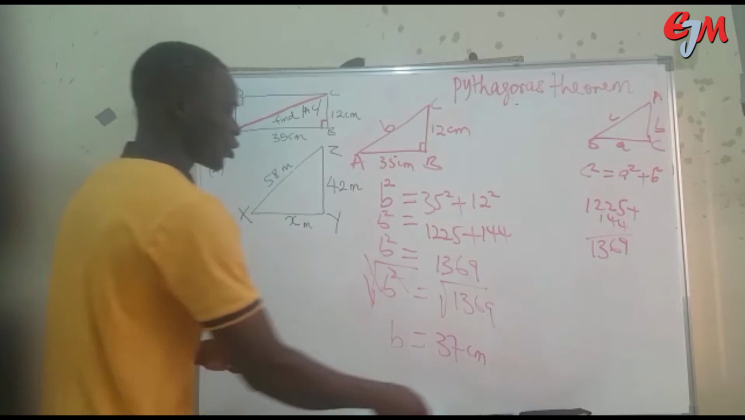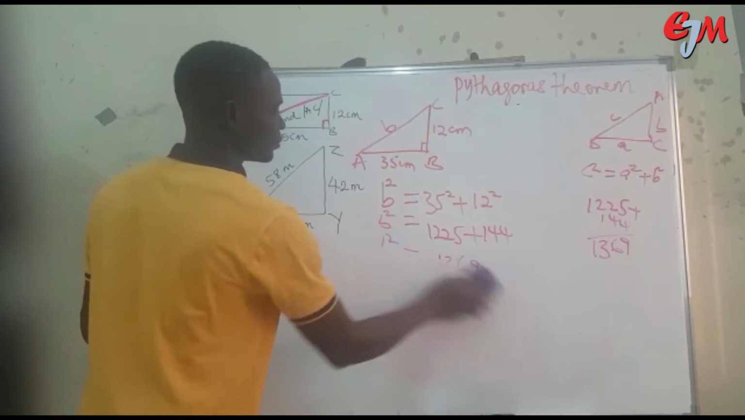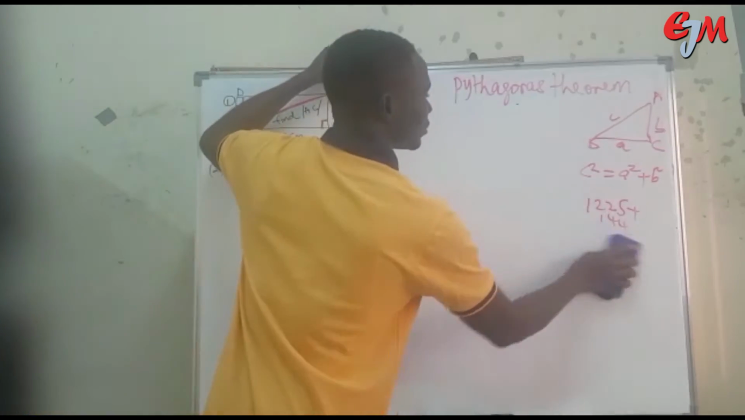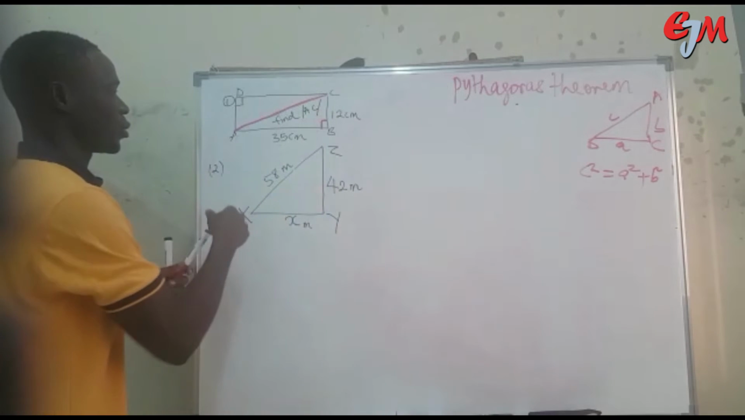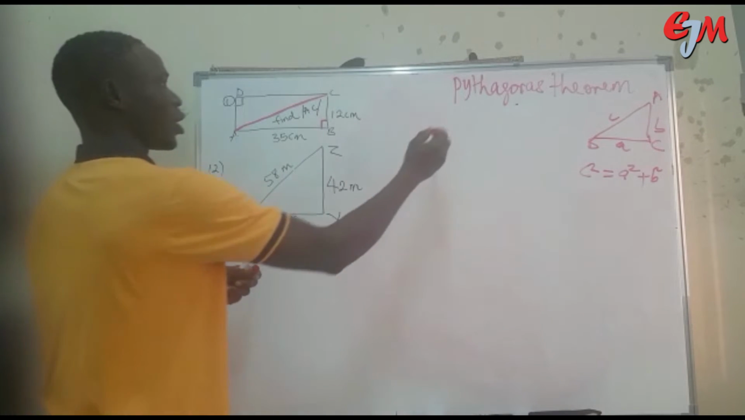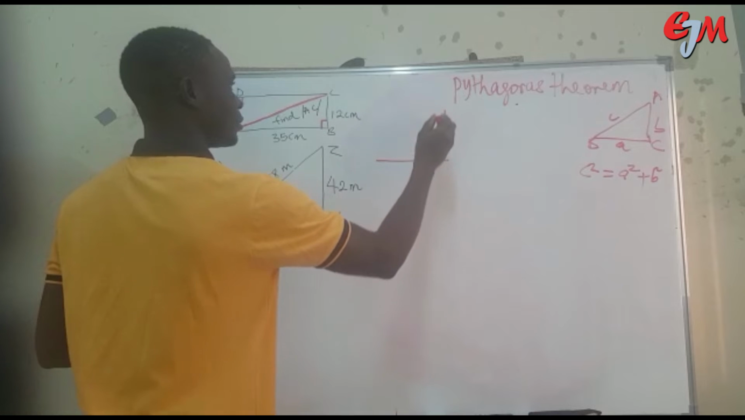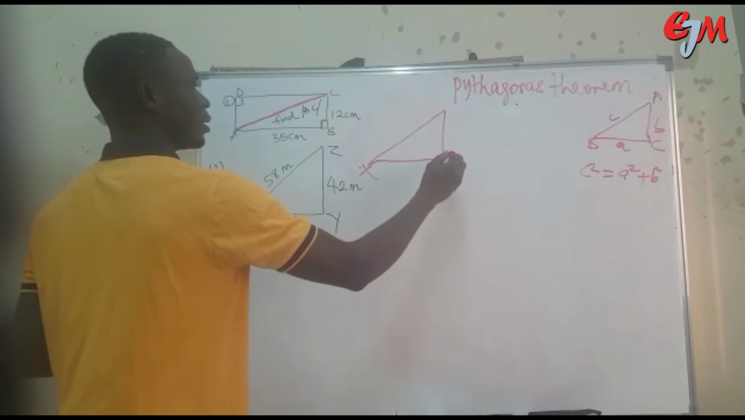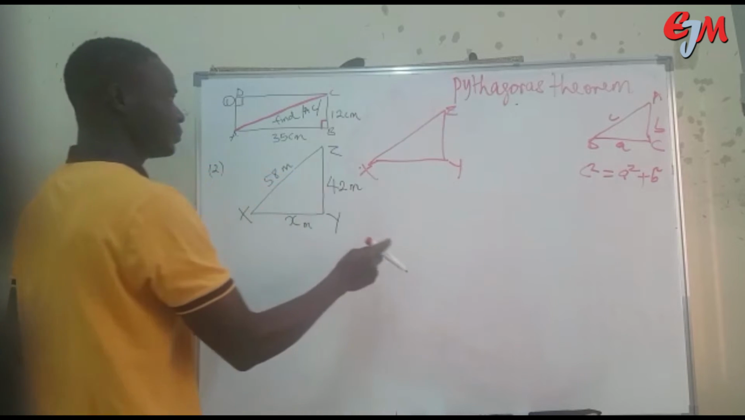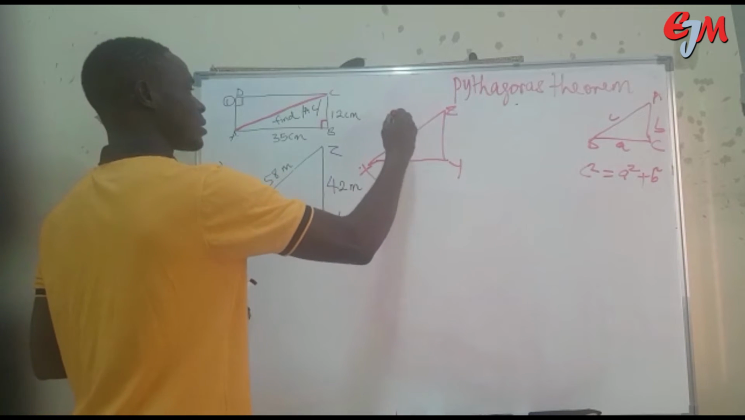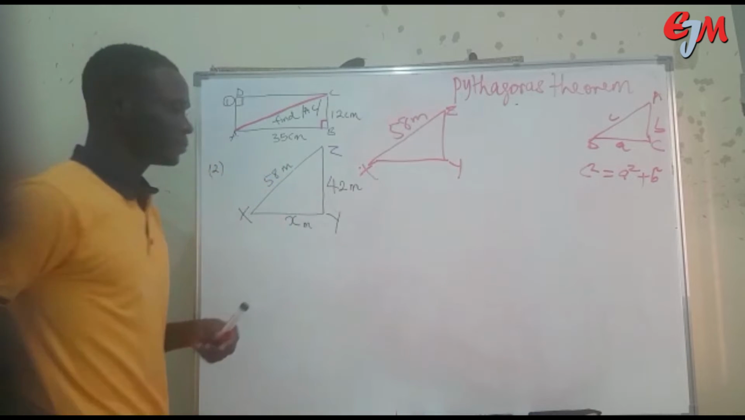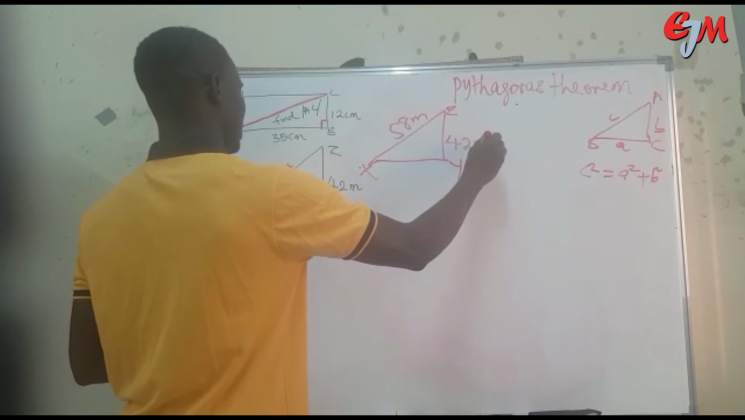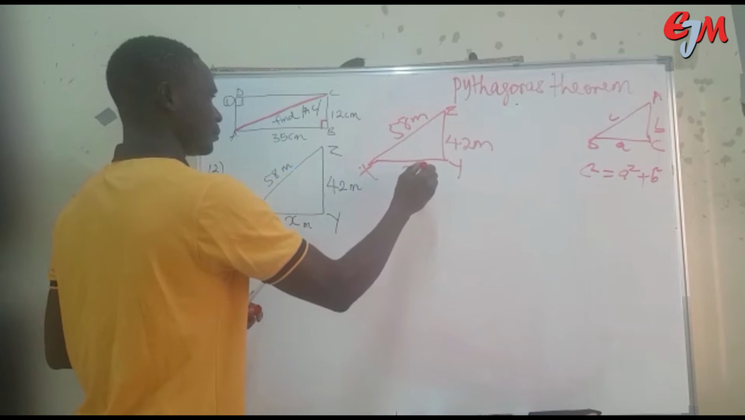Alright, let us quickly rush to number 2. Okay, look at number 2. In number 2, here is our x, here is y, and here is z. In number 2, the longest side is given as 58 meters. Then this side is given as 42 meters. And here we don't know this place.